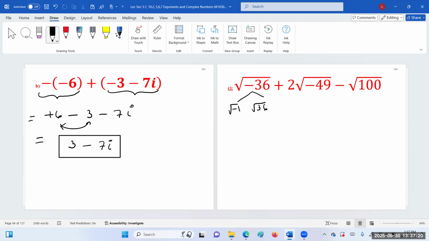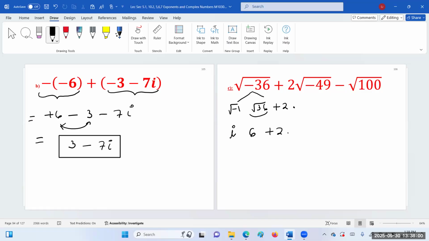Now what is square root of -1? It's the i. Now what is square root of 36? 6. Then we have +2 times the same problem. So Ethan, tell me what to do this time, for -49.